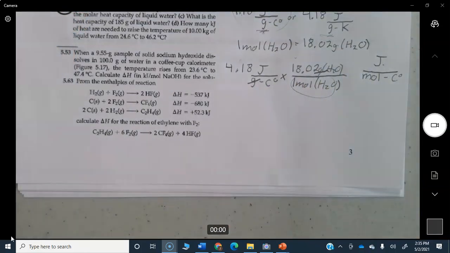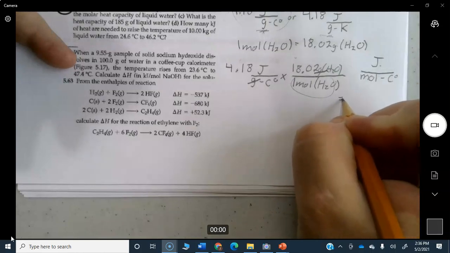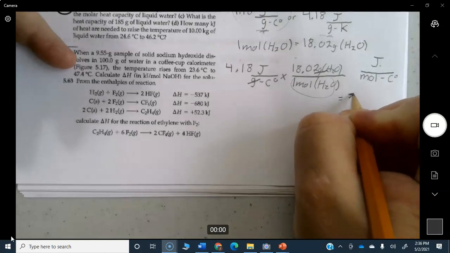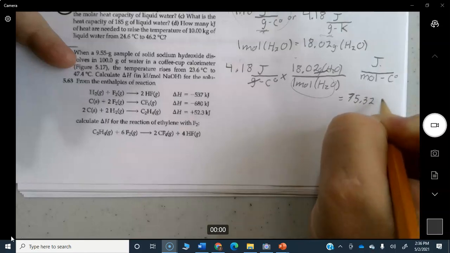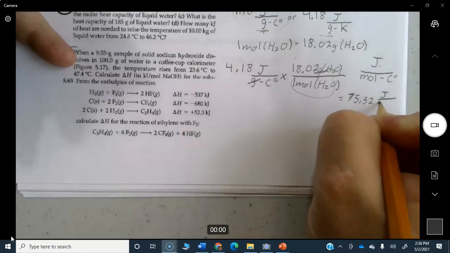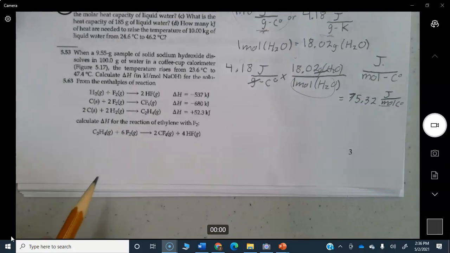So it's 4.18 times 18.02, and that gives us 75.32 joules per mole. So that's called molar heat capacity. It's the heat capacity per mole rather than per gram. All right.